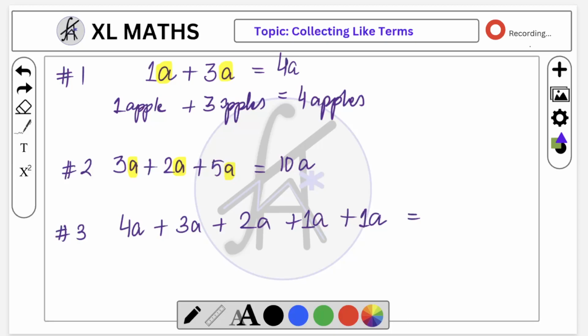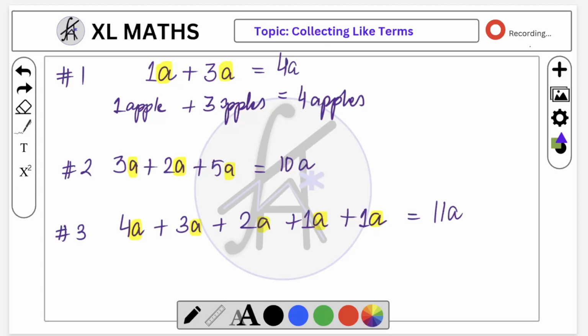That is the major mistake we make. So just be sure that you are considering these A's to be nothing but 1A. Right? They all are having the same variable. We're going to be adding the numbers. 4 plus 3 is 7, plus 2 is 9, 10 and 11. Hope that makes sense.